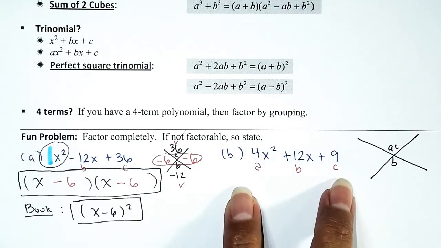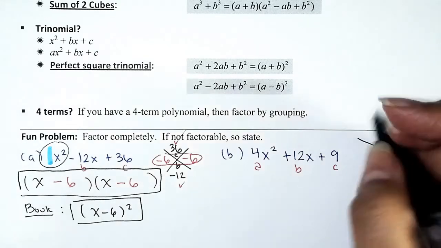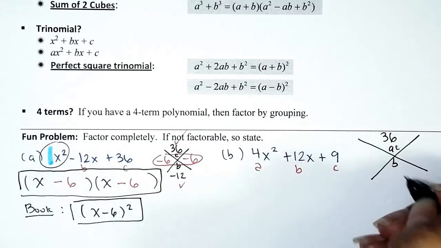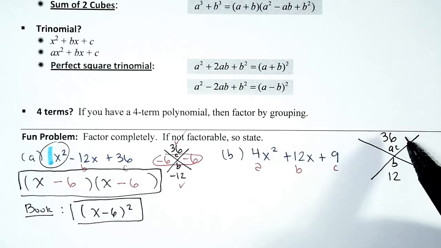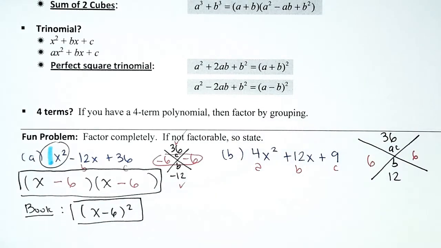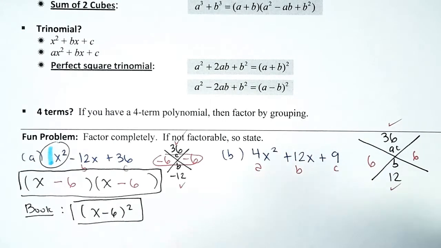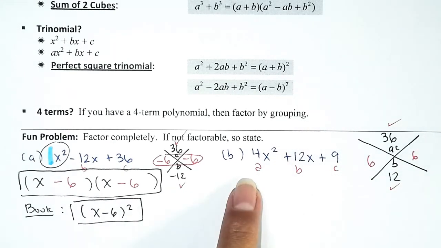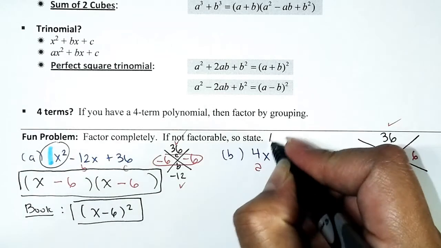The product of A and C, namely 4 and 9, will give us 36. The value of B is 12. So we want factors of 36 that add up to 12. I think that's 6 and 6, but let me check it. Are they the same numbers? Oh yeah, I just realized we got 36 and 12. So let's check it. Product is 36, sum is 12. We're good.